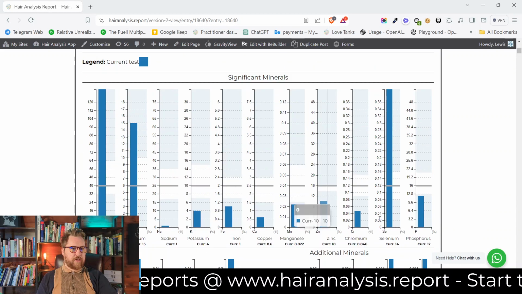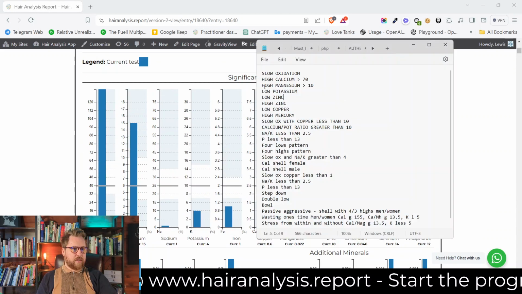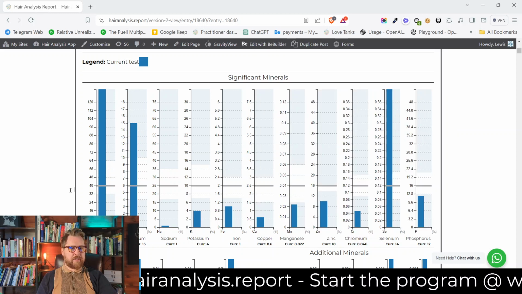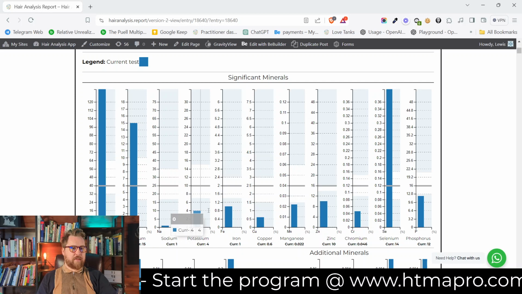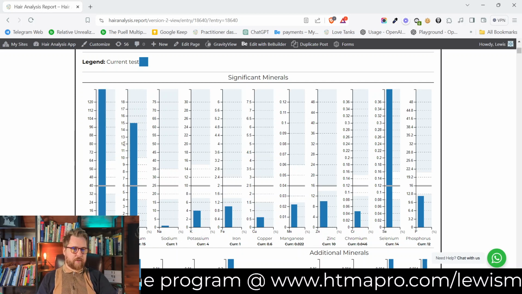Alright, so the first one is slow oxidation. Slow oxidation is basically when the calcium and magnesium levels are higher than the sodium and potassium levels. That's basically what slow oxidation is.